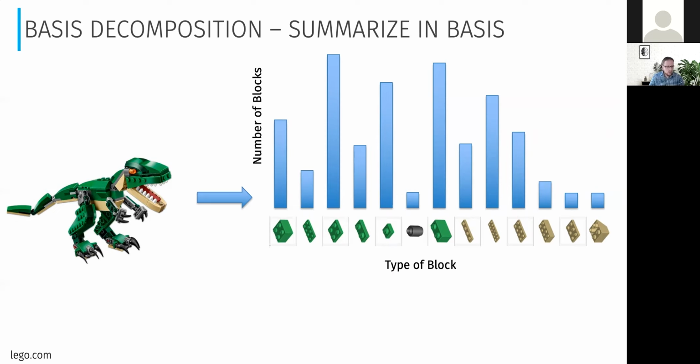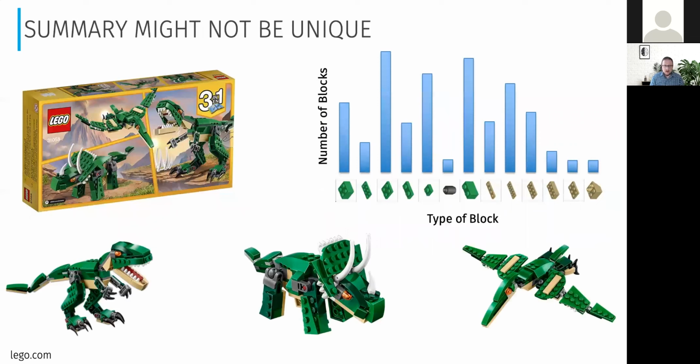What's interesting here too, and something that we should note, is that the summary might not be unique, and we'll talk about that a little bit later. Here's a Lego 3-in-1 set where you have the same blocks that can build 3 different things. So it's important to note that these sorts of summaries talk about the composition of things, but maybe not the exact order or the way things are going if you look at them in certain forms.